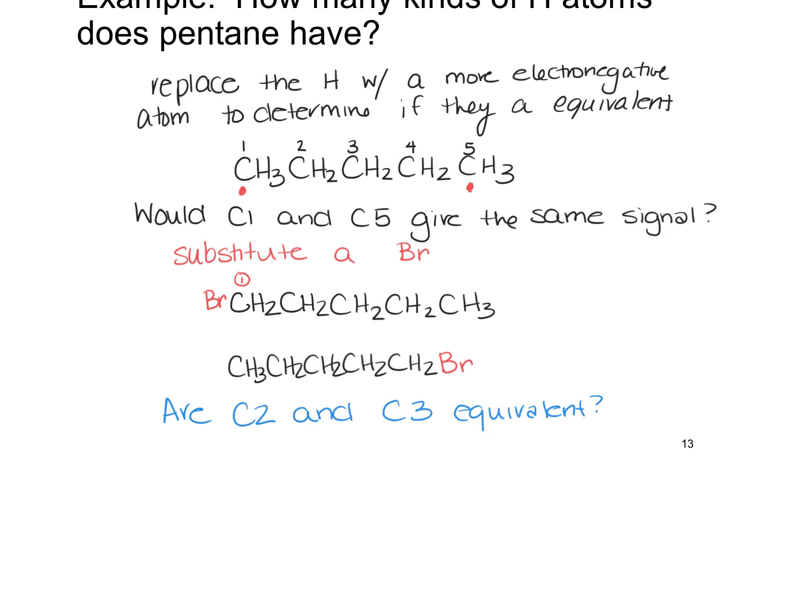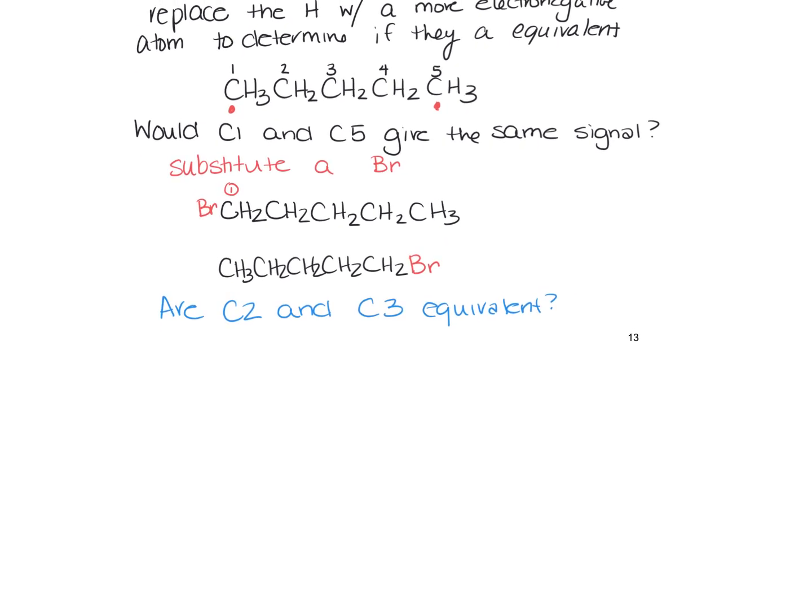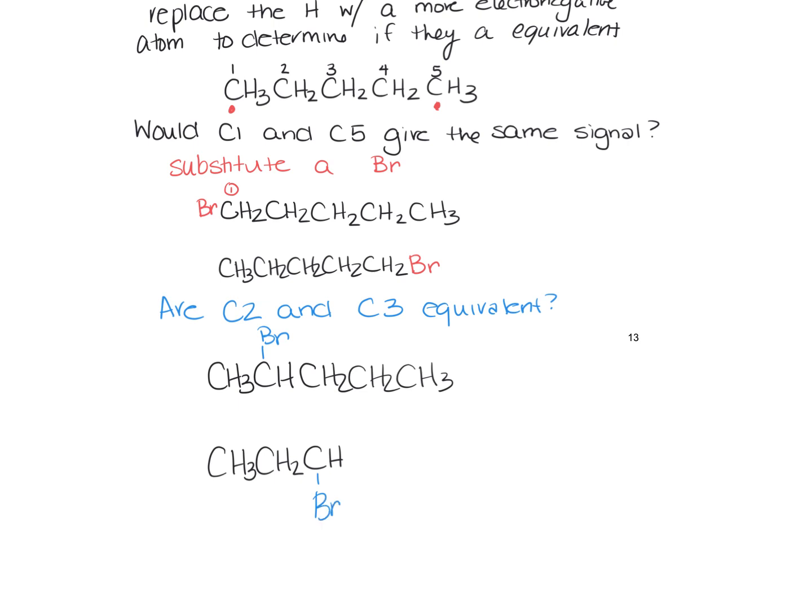Well, let's substitute in a bromine and find out. So we come here and we say, okay, CH3, CHBr, CH2, CH2, CH3, and then CH3, CH2, CHBr, CH2, CH3. And so we would name those two different things, right? This would be 2-bromopentane. This would be 3-bromopentane. So those are not equivalent, right?